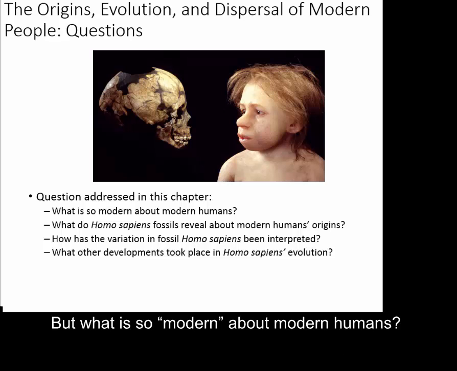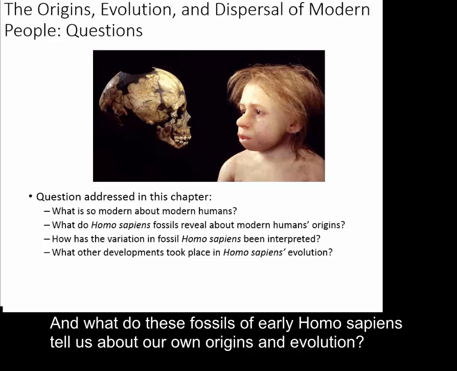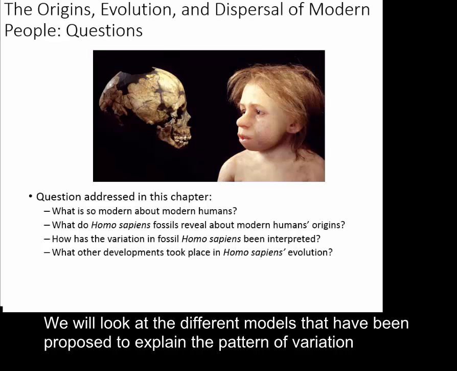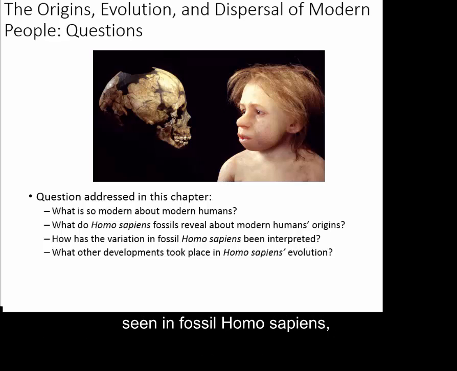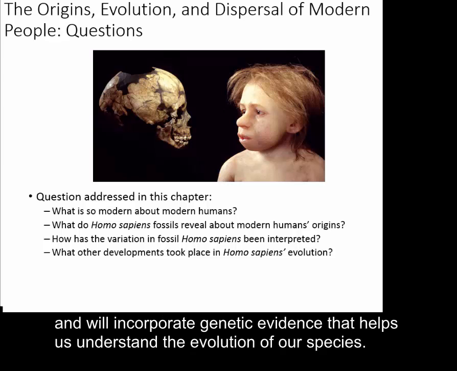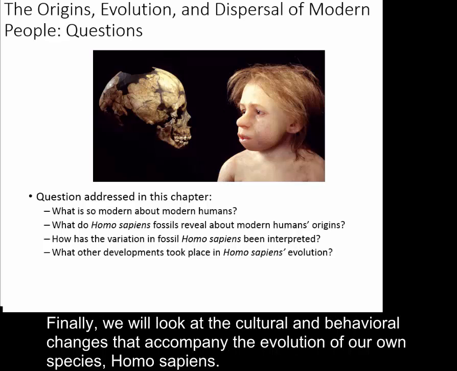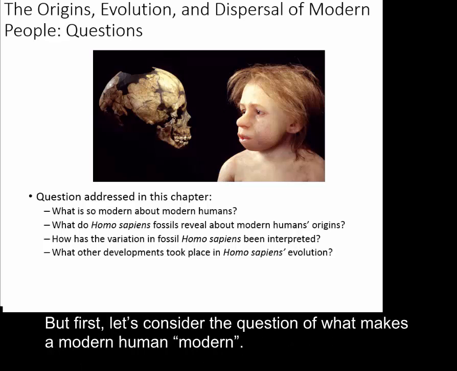But what is so modern about modern humans? And what do these fossils of early Homo sapiens tell us about our own origins and evolution? We will look at the different models that have been proposed to explain the pattern of variation seen in fossil Homo sapiens, and we will incorporate genetic evidence that helps us understand the evolution of our species. Finally, we will look at the cultural and behavioral changes that accompany the evolution of our own species, Homo sapiens. But first, let's consider the question of what makes a modern human modern.